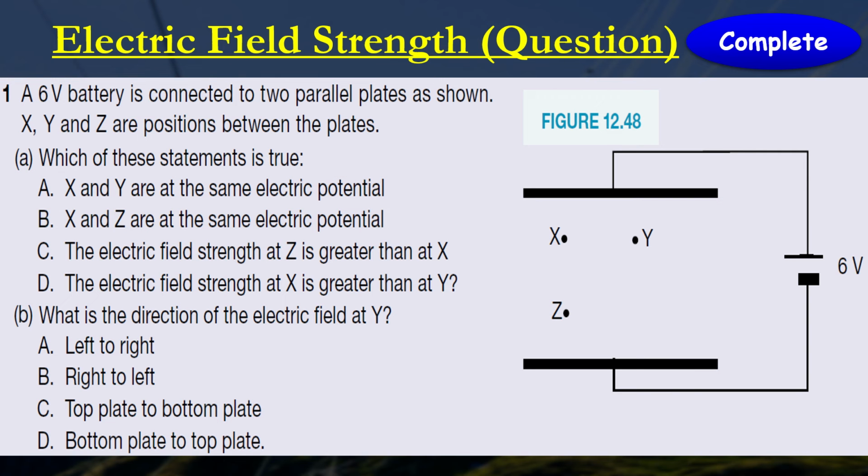Alright, let's go through these multiple choice questions. So we have a 6-volt battery. Get my laser pointer back. And it's connected to 2 parallel plates. Okay, X, Y, and Z are positioned between these plates here. Which statement is correct? A, B, C, or D? Quickly pause this here if you want to sort of critically think about it. I'm going to go through the answer now. So 1A is A. So X and Y have the same electric potential.